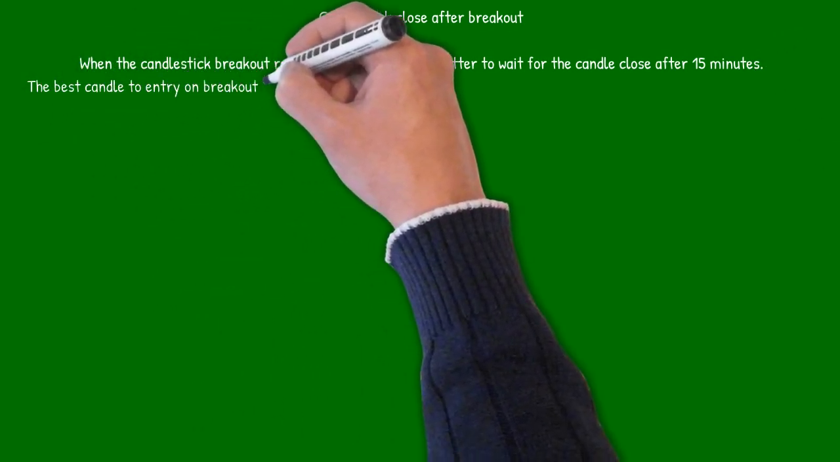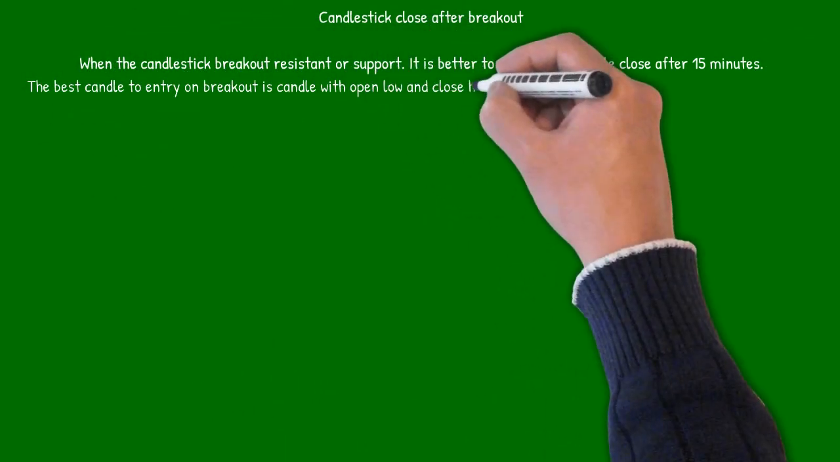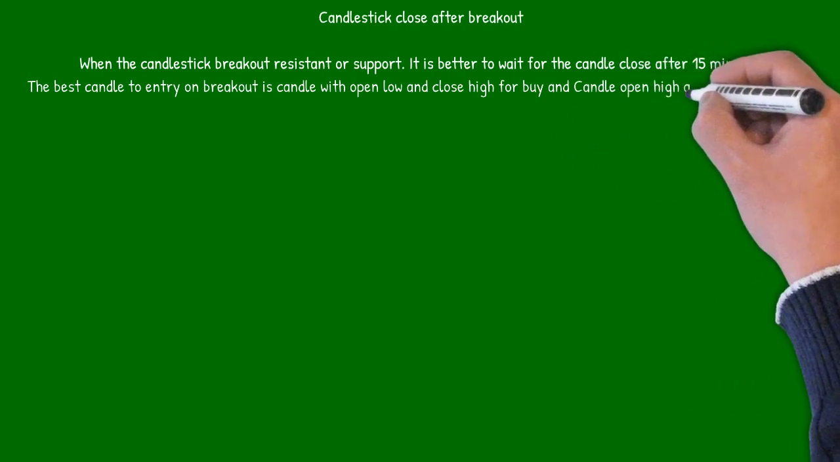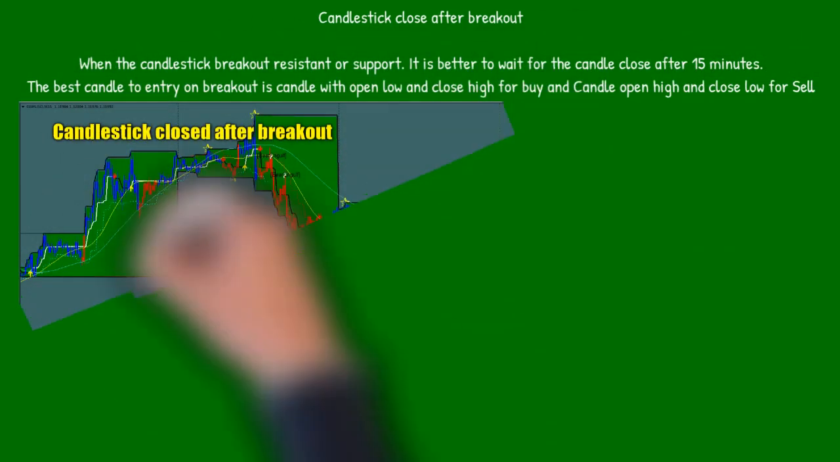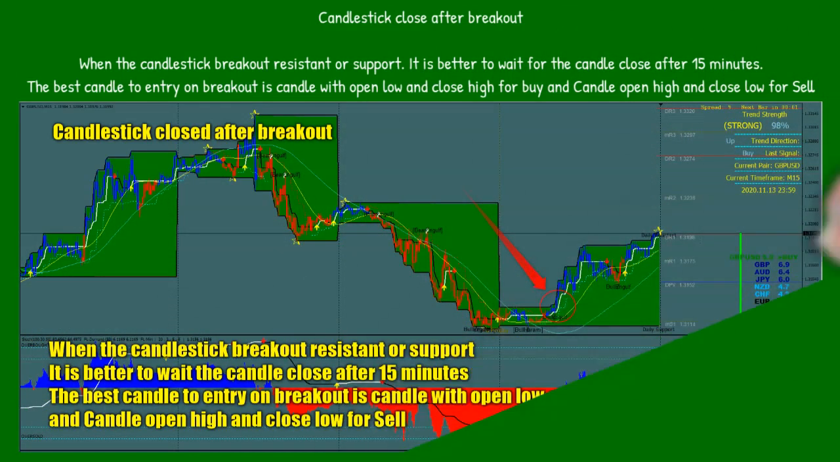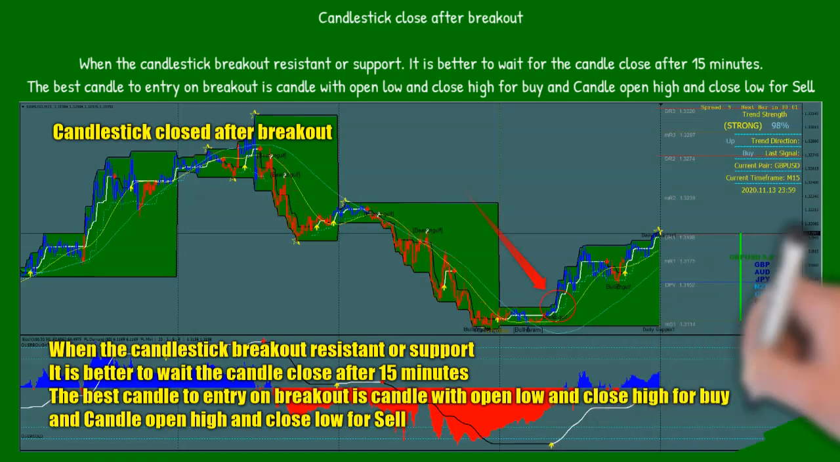Candlestick close after the breakout. When the candlestick breaks out of resistance or support, it is better to wait for the candle to close after 15 minutes. The best candle to enter on the breakout is a candle that opens low and closes high for a buy, and a candle that opens high and closes low for a sell.